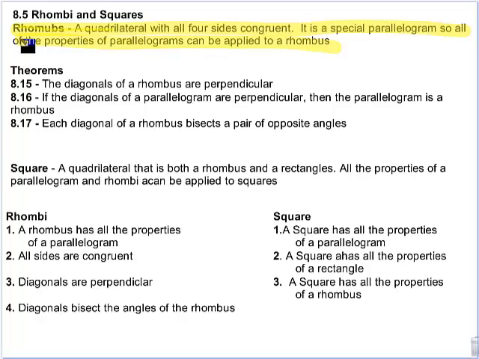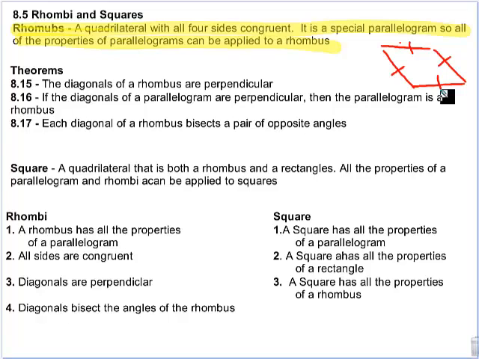I just highlight everything because I do. That's a terrible picture. Let's try this again. That's better. Okay, so here's a parallelogram. All four sides are congruent, so then it makes it a rhombus.